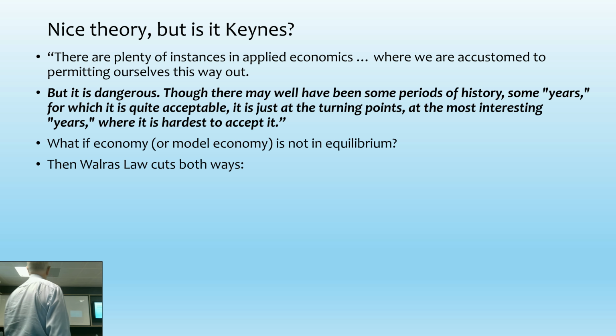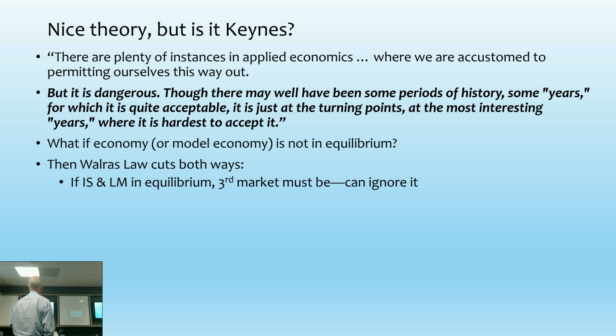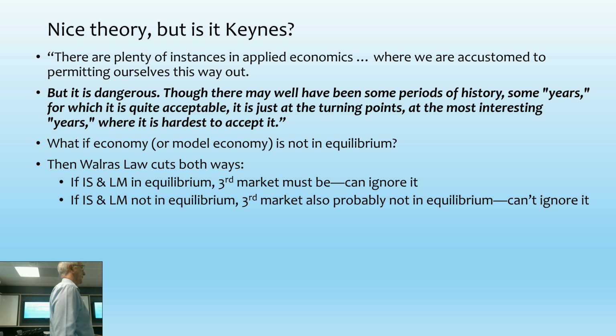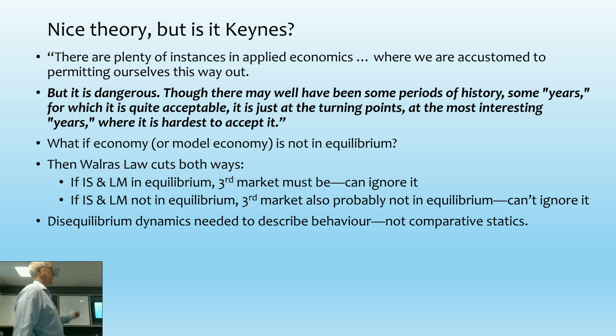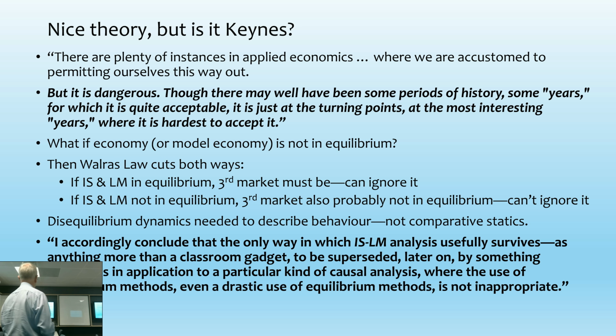So he said, if you're not in equilibrium, then the third market, the market you're ignoring, can't be ignored anymore. It's out of equilibrium as well. So if you're going to describe what's happening in that model, even if you think Walras' law applies when all markets are in equilibrium, when you're starting out of equilibrium, Walras' law means you have disequilibrium in several markets. And so it's the disequilibrium dynamics you need to look at. And this is how Hicks reached his conclusion that it's a classroom gadget, to be superseded by something better.